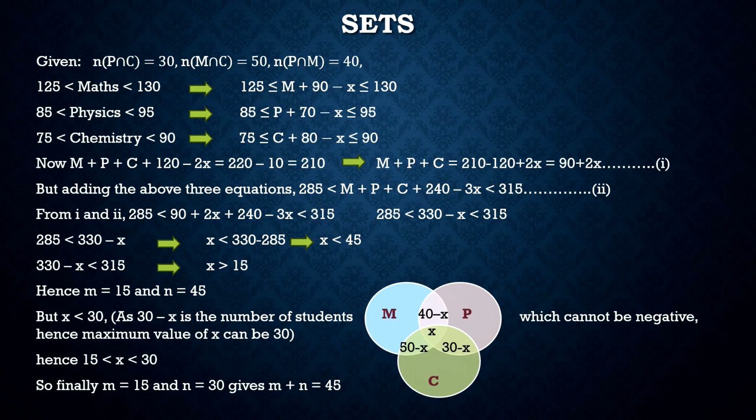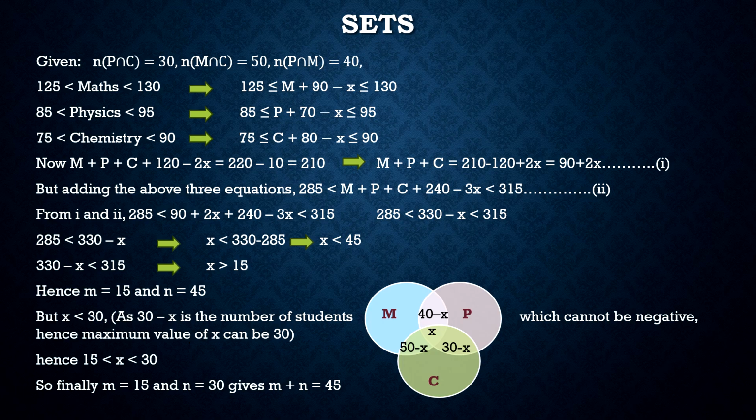So now from the Venn diagram, how many students are there who are studying maths? So it is M, capital M, for studying only maths, plus 40 minus x plus 50 minus x. So totally in the circle of Venn diagram for maths, you are having 40 plus 50 minus x plus x minus x. That amounts to M plus 90 minus x. So M plus 90 minus x lies between 125 and 130. Similarly, from the Venn diagram, we get the circle for P and then for the circle for chemistry.